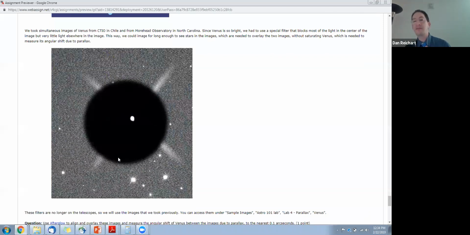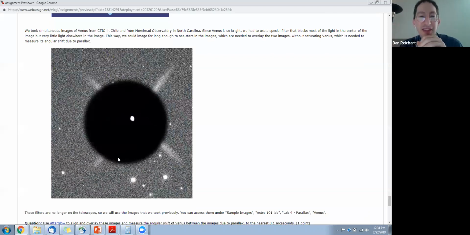Sometimes it's not, often it is. But the other problem is Venus is so bright that if you don't want to saturate Venus, you have to do a short exposure, and you don't have any stars to align to. But if you observe long enough to have background stars to align to, you saturate Venus.